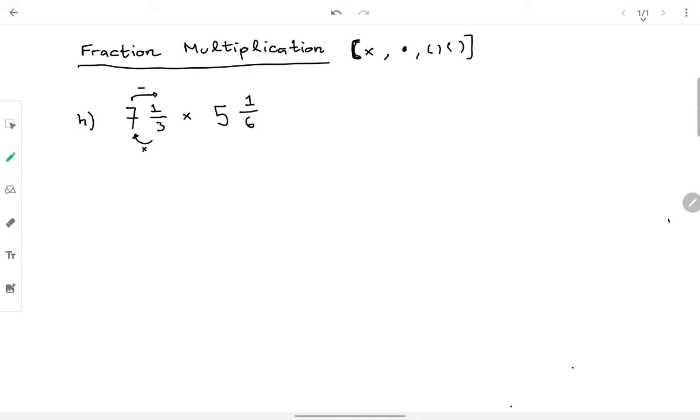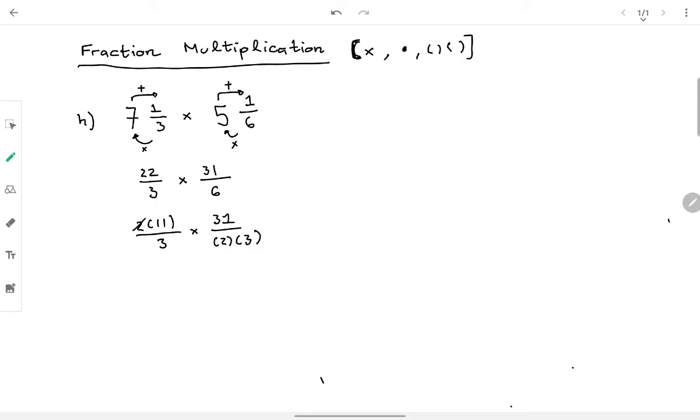That will give us 7 times 3 is 21, plus 1 is 22/3, multiplied by 6 times 5, that's 30, plus 1, it's 31 over 6. So let's see, we can decompose these numbers. 22 is 2 multiplied by 11. 3 cannot get decomposed. 31 is a prime number, so it cannot get decomposed. 6 is 2 times 3.